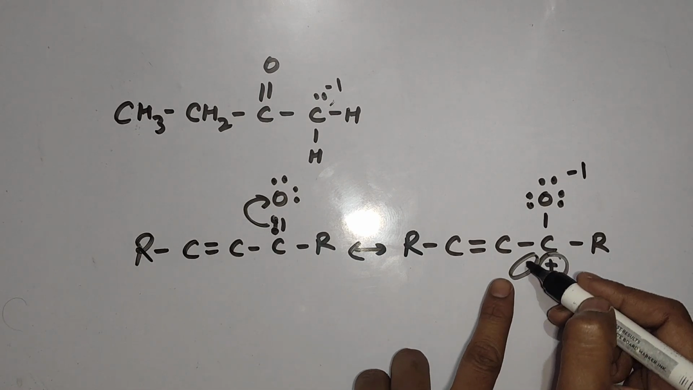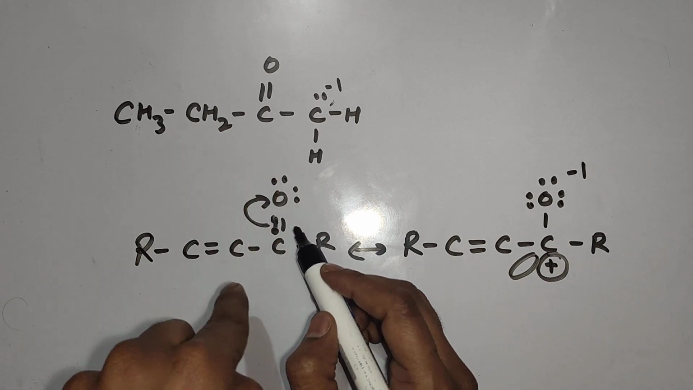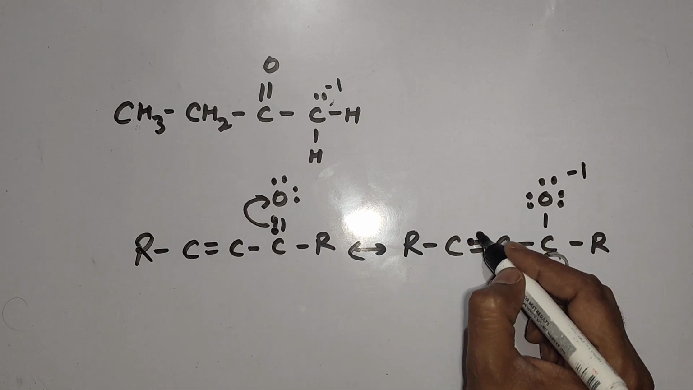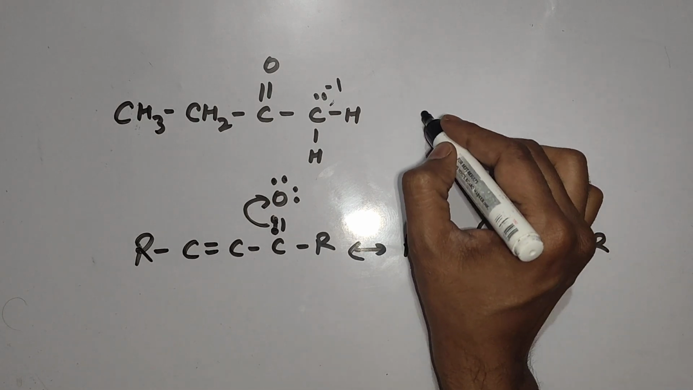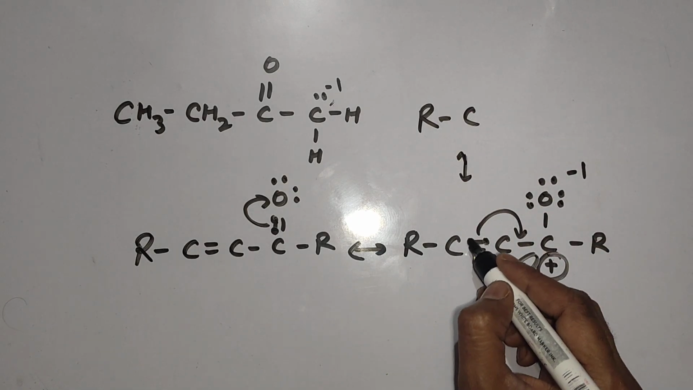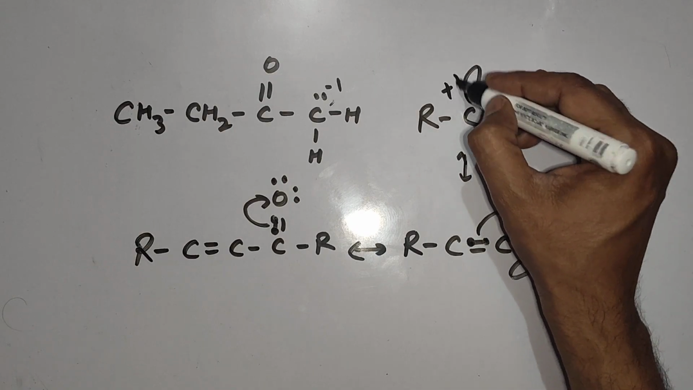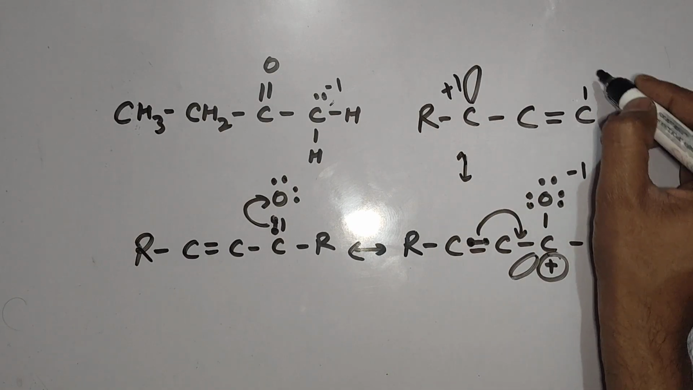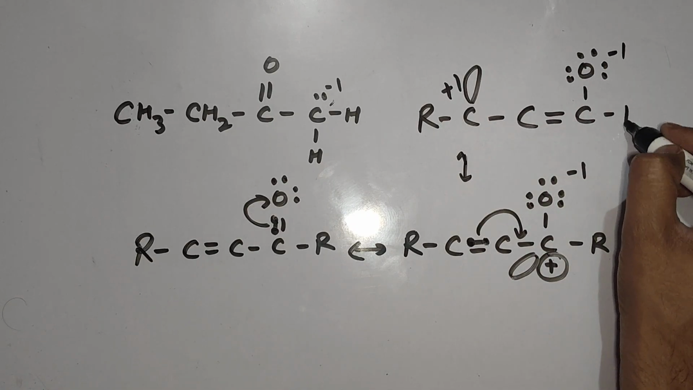Around this carbon, a vacant orbital will be generated with a positive charge because its one electron has gone toward oxygen. This vacant orbital will be filled by neighboring pi electrons like this. So the third structure will be this. This carbon is losing its electron, this electron. So now a vacant orbital will generate on this carbon, plus one charge will be there. And here a double bond will be generated. This one.